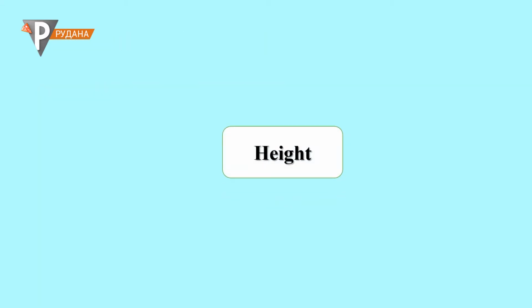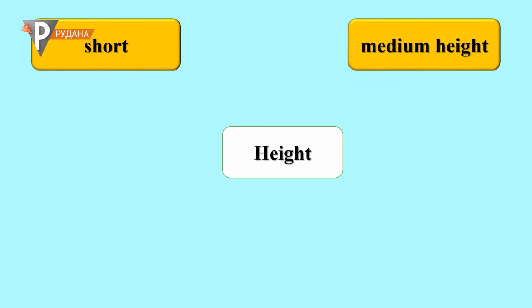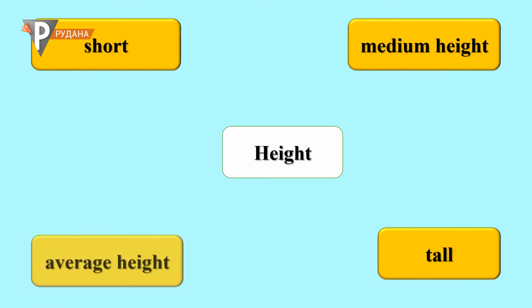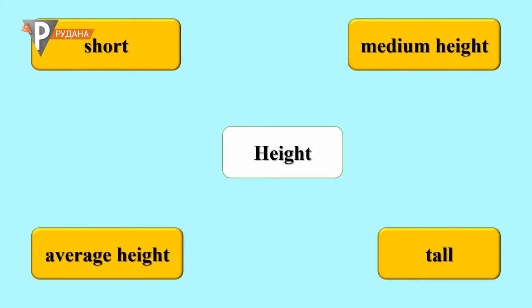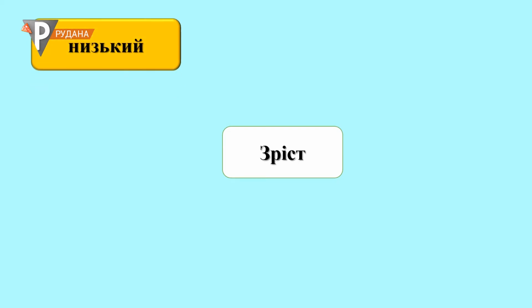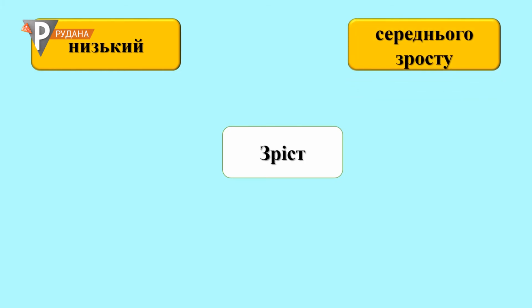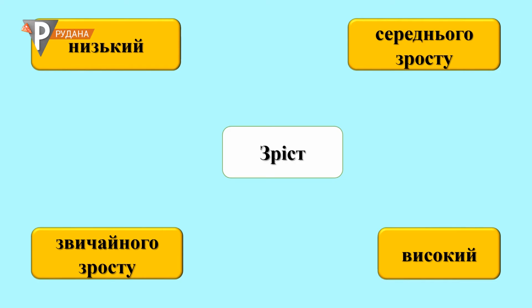Now we talk about height. The way we describe height, the most popular words are short, medium height, tall, and average height. Short, medium height, tall, average height. Now you see this category in Ukrainian, so try to translate them into English. Short, medium height, tall, and average height.